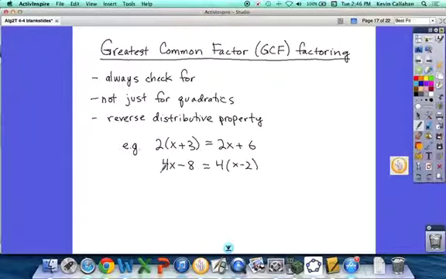But it wouldn't be the greatest common factor. What's the greatest common factor between 4x and 8? 4. So you take that 4 outside parentheses, and what's left is whatever this is divided by 4, x, and whatever this is divided by 4, -2. You can always show that what you've got is right by doing the distributive property on what you just did. 4 times x is 4x. 4 times -2 is -8. So yeah, that's good.